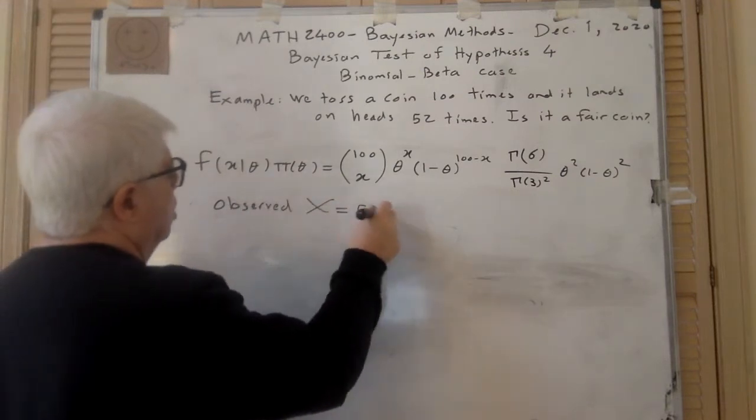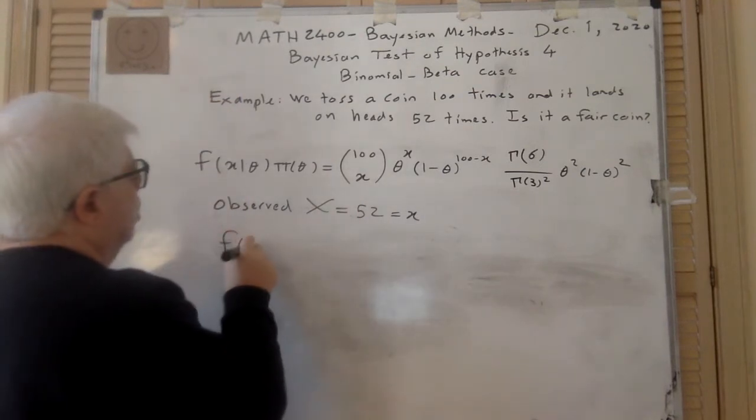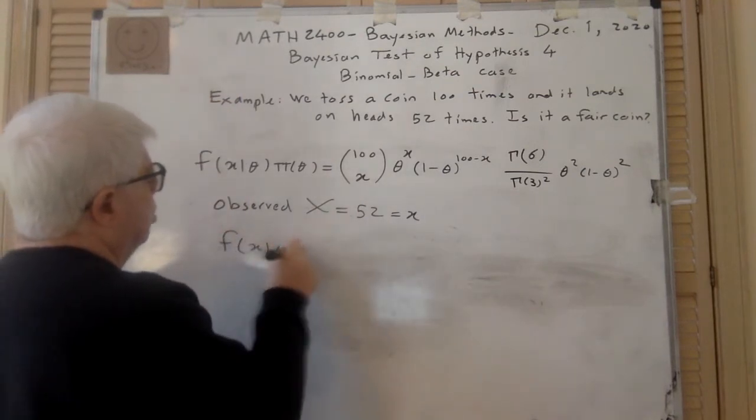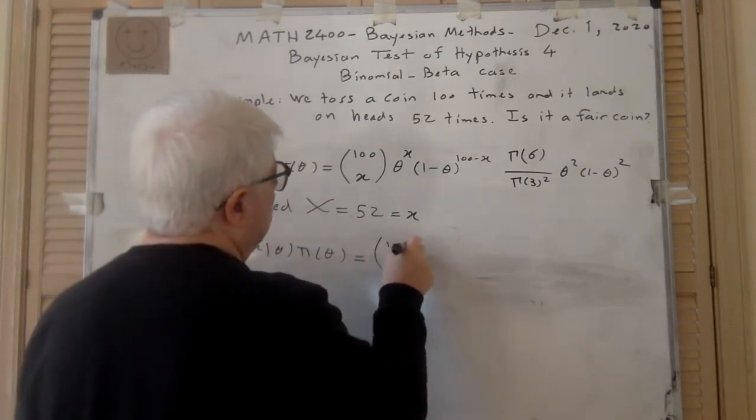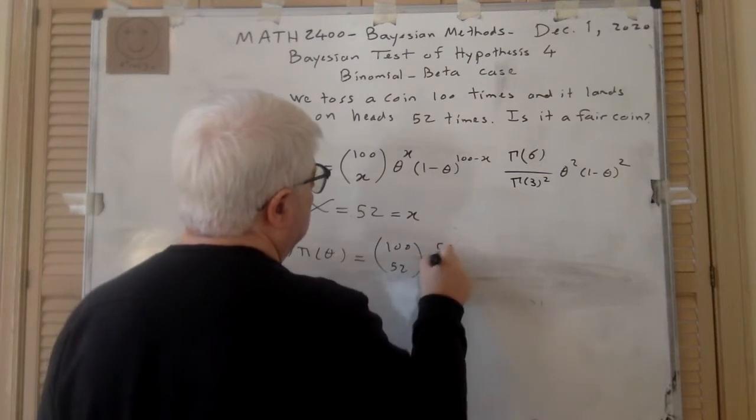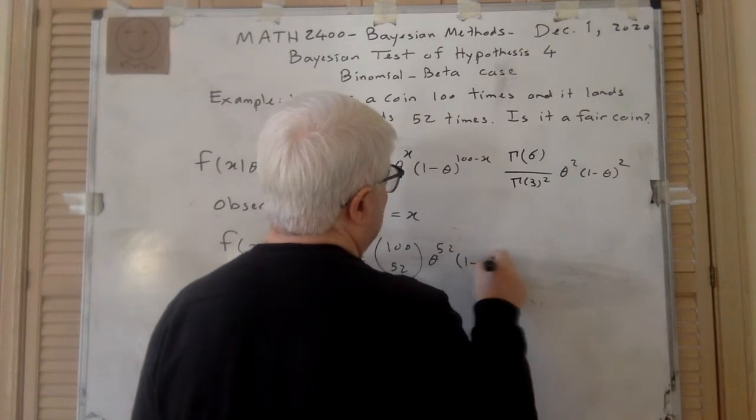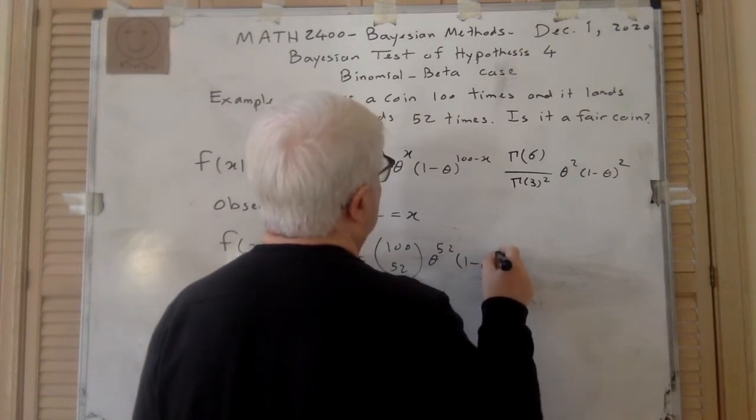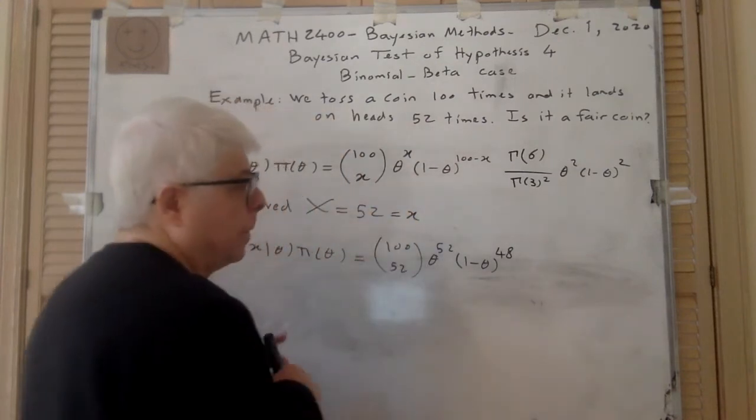So observe, x is 52, that's the small x. So f of x given theta is (100 choose 52), theta to the power 52, 1 minus theta to the power 48, right? Okay.